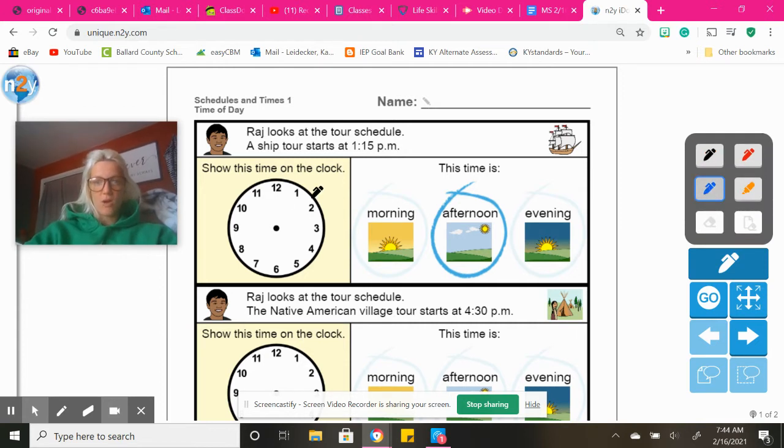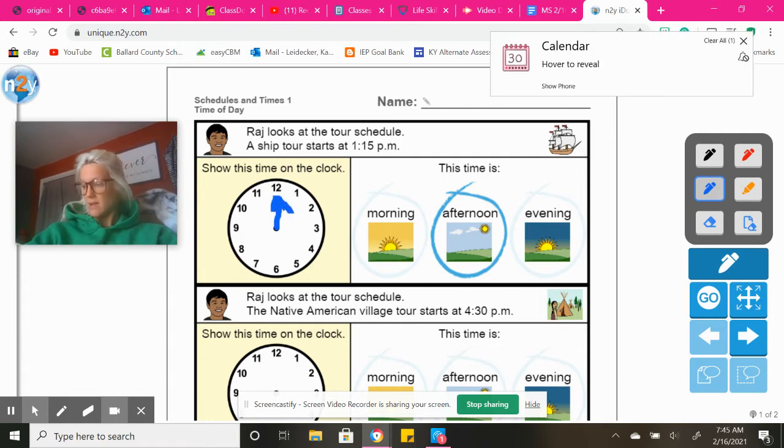And then we're going to mark on our clock here, knowing that our big hand is our minute hand, and our little hand is the hour hand.